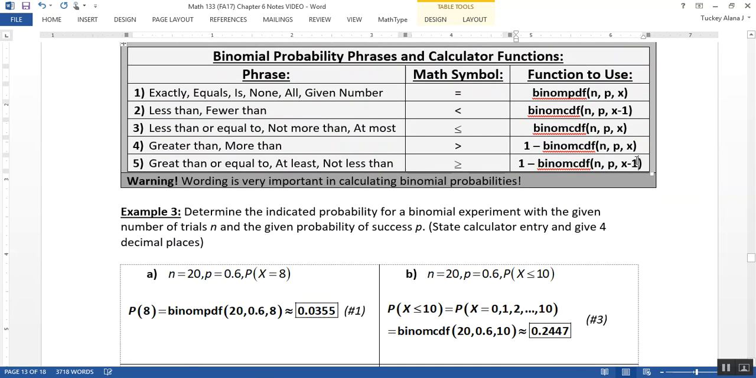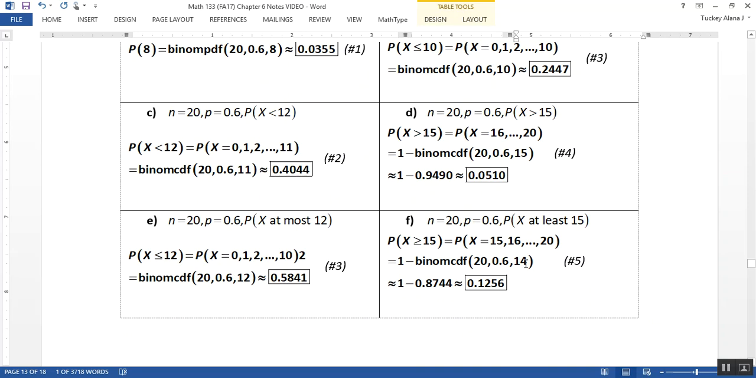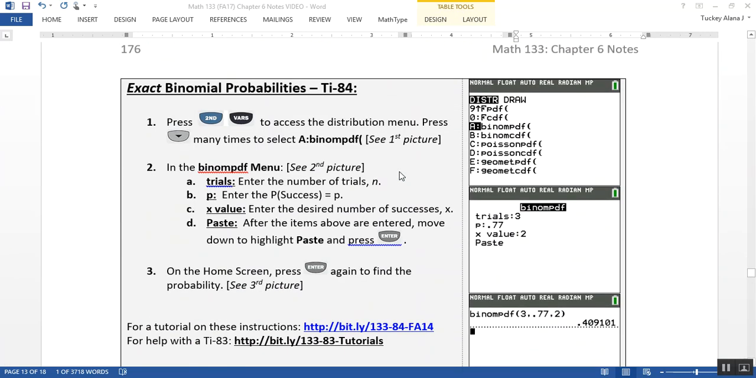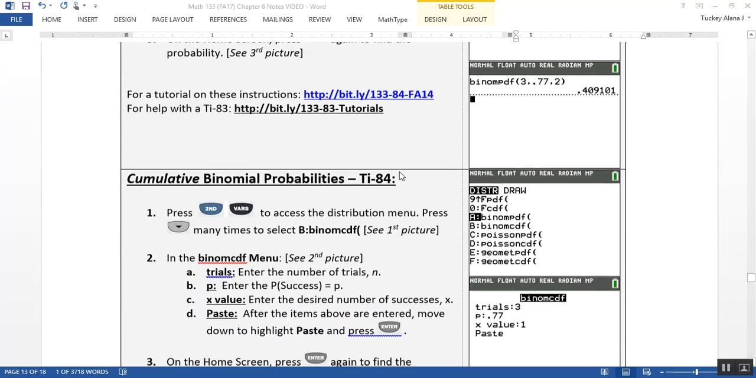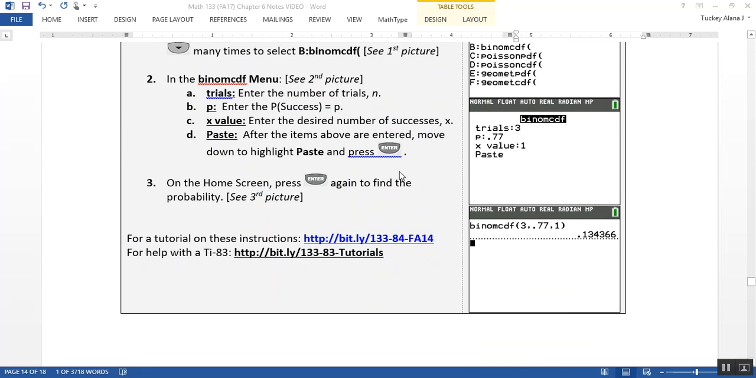And if you look here in the table, it's written for you. I tell you for this last one, at least 15, don't use 15, use x minus 1, use 14 right there in the binom CDF. That's why I'm using 14 right there. And all of this is written out in this next table in case you're interested, how to use the calculator and such. But we've kind of seen that as we went through the problem.